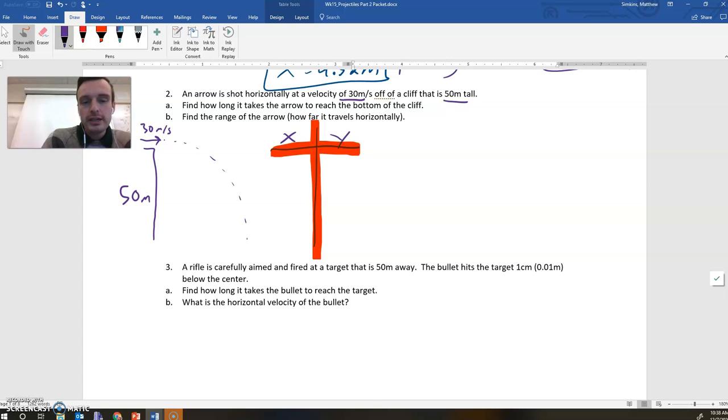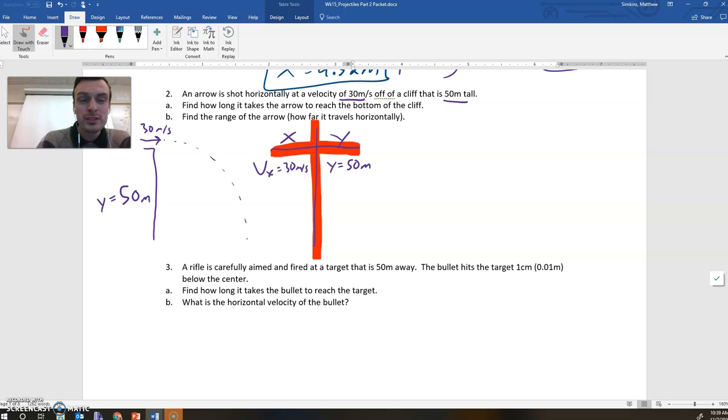Now, 30 meters per second is your horizontal speed, so I'll call that Vx, and of course that would go on the X side because it's your horizontal speed. 50 meters is the height, and Y is how high, so I'm going to use the variable Y to represent vertical position or height as 50 meters.